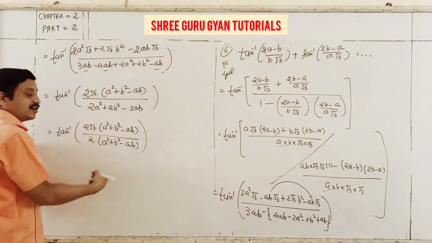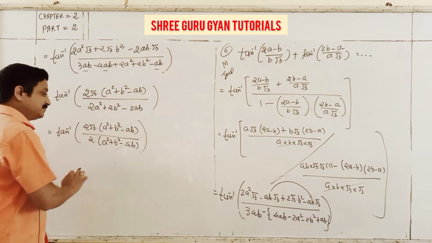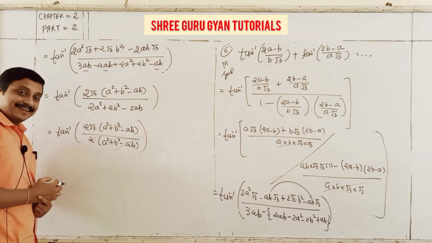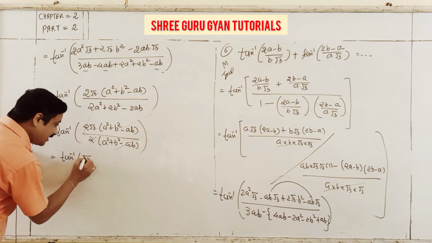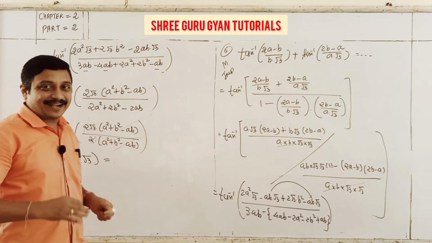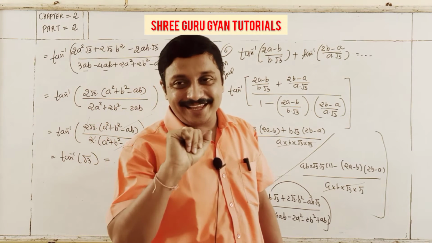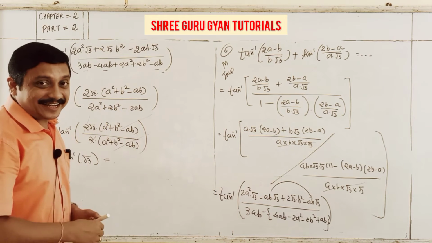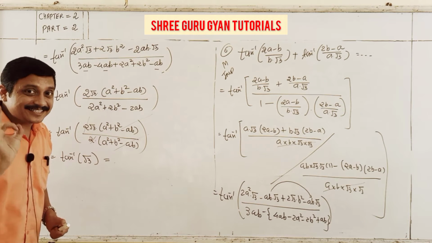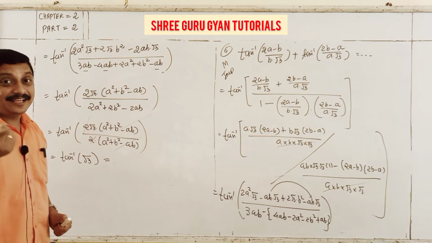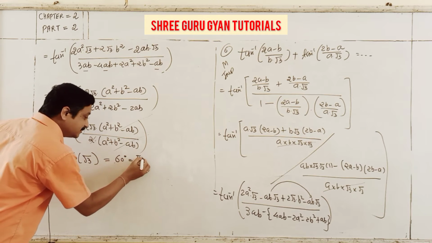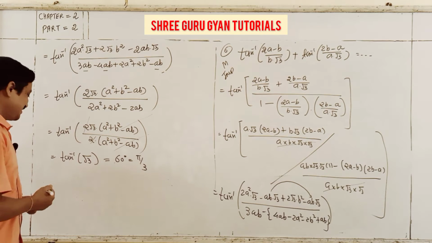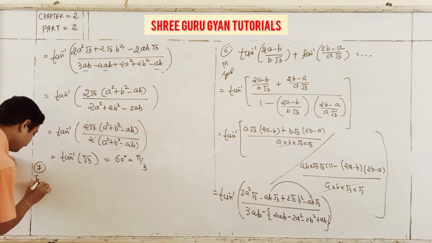Now your big journey is over. This cancels, that also cancels, and the other. I know that tan is root 3 at how many degrees? Tan is root 3. Anybody? Tan 60 or tan 30? Tan 30 is 1 by root 3. It is 60 degrees, I mean pi by 3. Yes. That's your IMP question done.